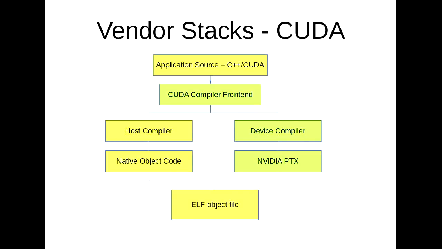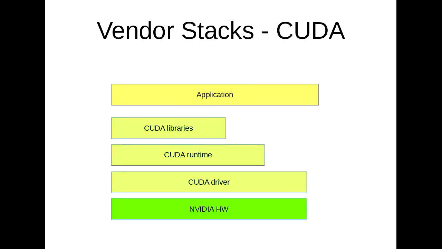So how does the picture I showed you earlier of what a generic stack looks like apply? Well, this is what it looks like for the CUDA stack. It's pretty much CUDA application source, CUDA compiler, device compiler. NVIDIA PTX is the IR that comes out for the device, and native object code, and they stick them in the object file. That's what a CUDA stack generally looks like, a simplified version. And in execution, it's got CUDA libraries, CUDA runtime, CUDA driver, NVIDIA hardware. All of the above are generally binary. You may get some of the libraries open source.